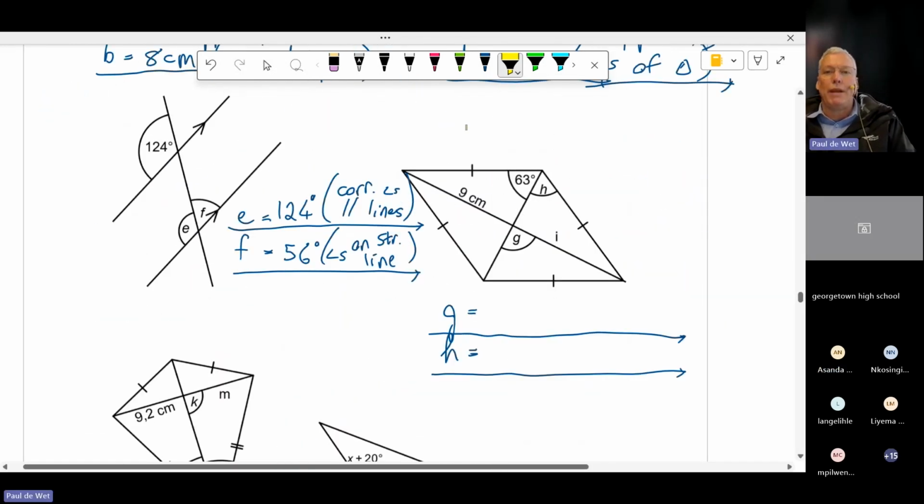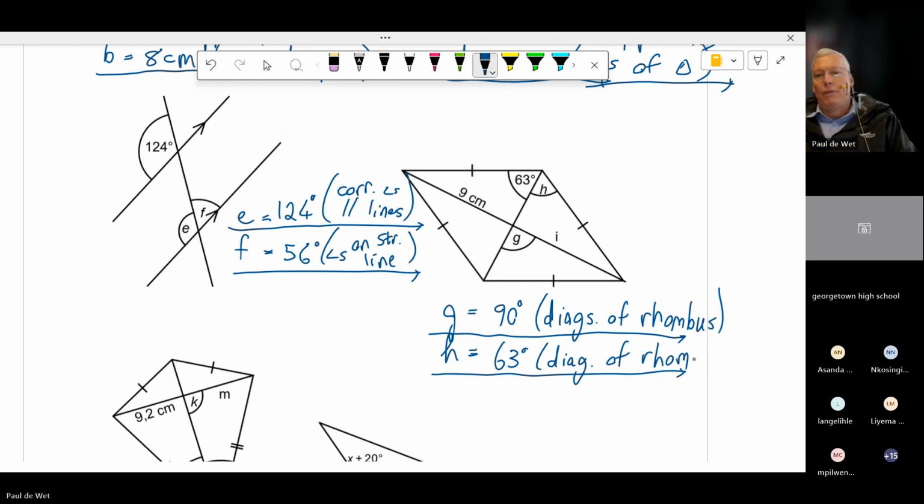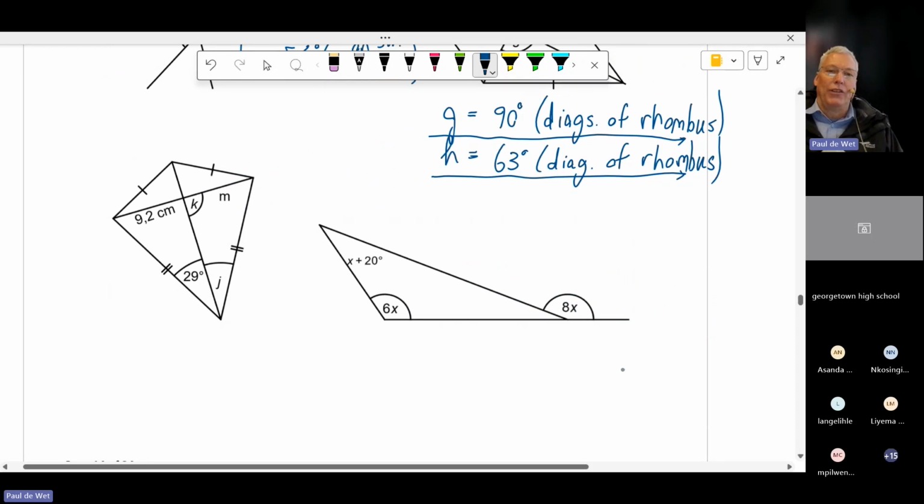So what will G be? G will be 90 degrees, and we can just say diagonals of rhombus. What will H be? H will be 63 degrees. Again, we can just say diagonals of rhombus, because the diagonals of a rhombus bisect the angles.